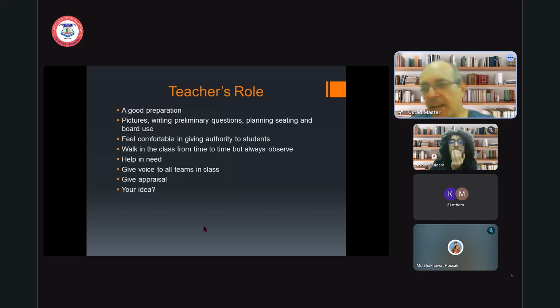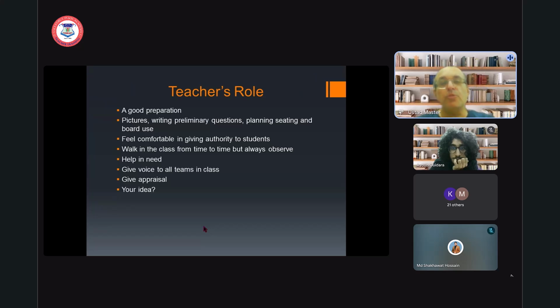Now, where are we in this critical thinking task? Where are we, the teachers? First of all, we have to come up with really good preparation. You should do your own research about the picture of your topic. Also, you should write some questions before you go to the class. Then you should plan the seating of the classroom, and how you are going to use the board. You can even plan which students sit with which students. You can also plan that.